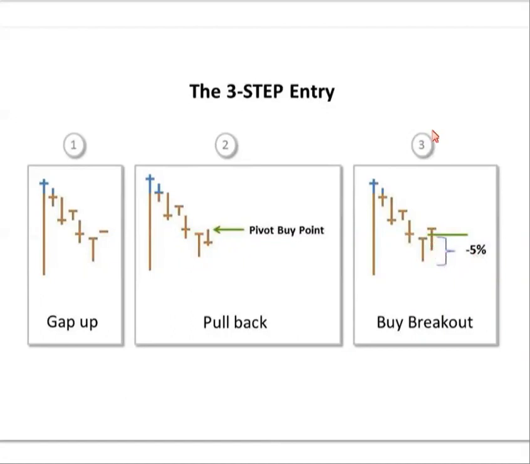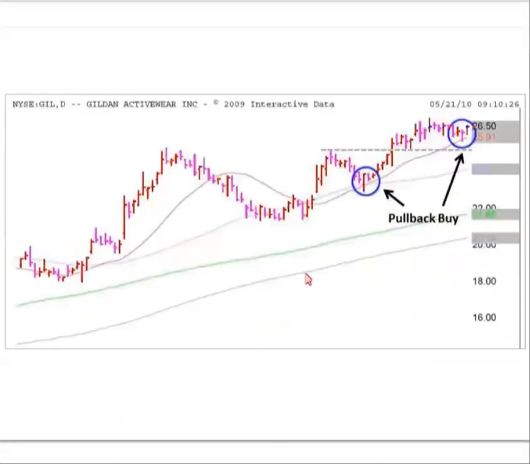And pretty much all my pullback buys are based on either the two-step or the three-step, with the exception of sometimes we have some days that it goes inside and it gets tight. I'm going to show you how that looks. So here's a perfect example, all right, with Gildan Activewear. I bought this stock right here.